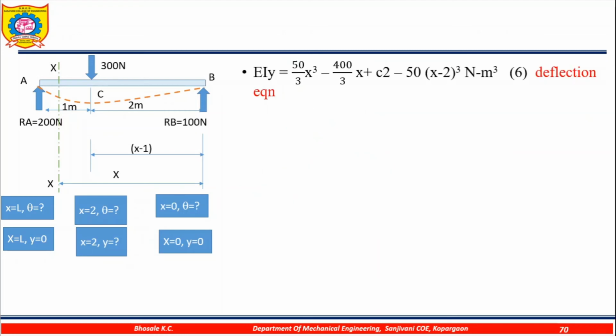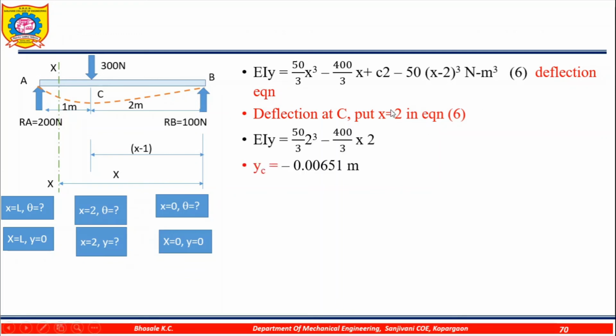We'll use the deflection equation to find the deflection at point C. Put x equal to 2 in equation 6 and find the deflection. That is equal to minus 0.00651 meter. The minus sign indicates the deflection is downward.